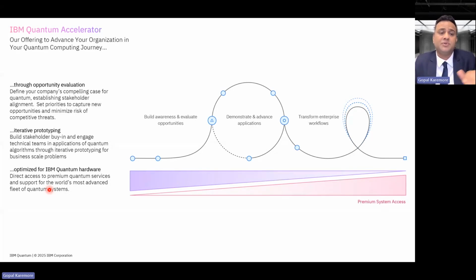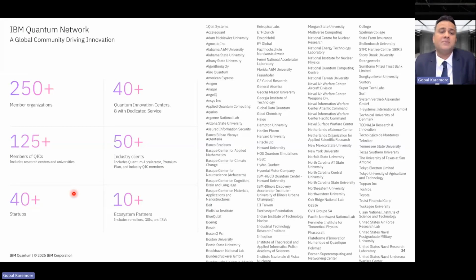And of course, with this one, you're going to have access to the world's most advanced fleet of quantum systems from IBM Quantum. And you're going to have access to the IBM Quantum Network, which is a global community driving innovation. As you can see, there are so many members from academia, QICs, member organizations, startups, and industry partners. So you will have an opportunity to mingle with them and share your experiences.